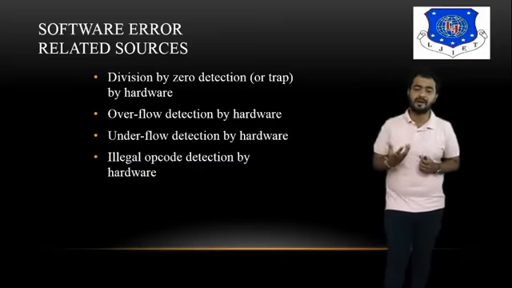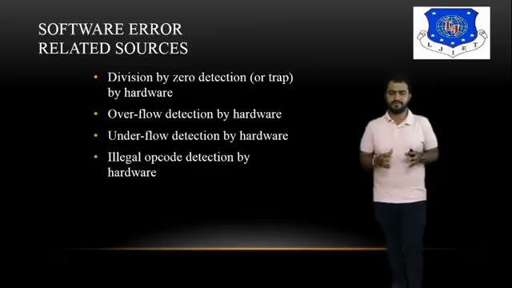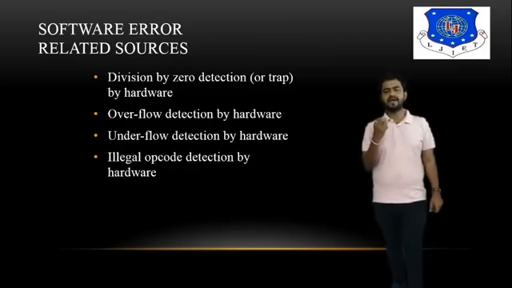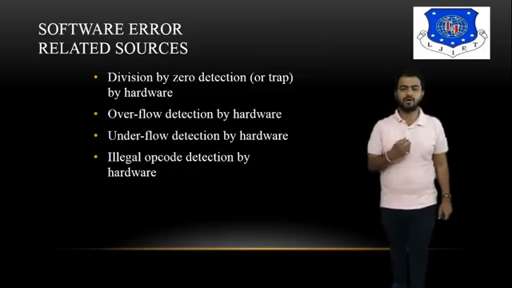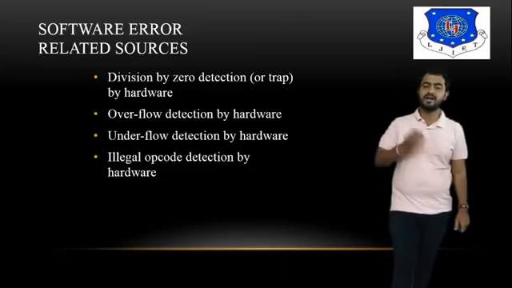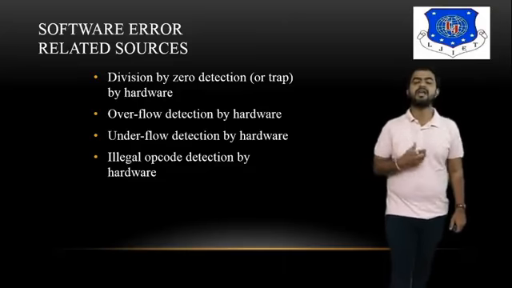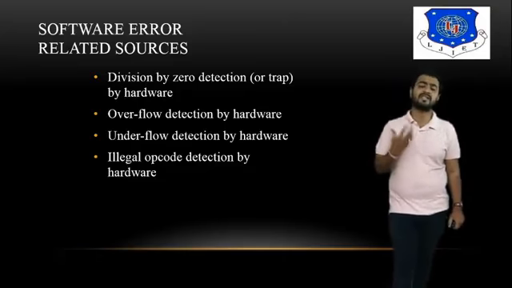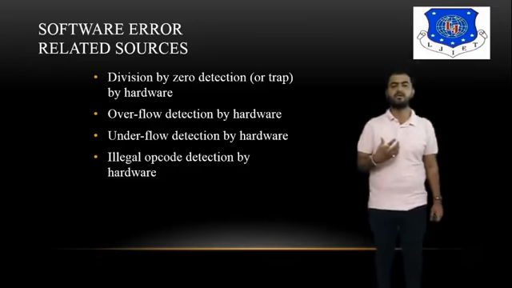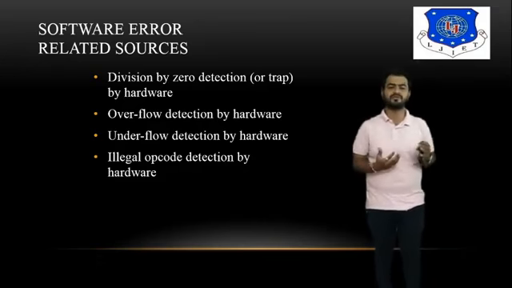Now the software error related sources, the sources related to the software, which do not deal with the hardware portion. How is it discussed? Division by zero detection or the TRAP by the hardware, overflow detection by the hardware, underflow detection by the hardware, illegal opcode detection by the hardware. These are the different types of sources we discuss for the hardware and software portions.